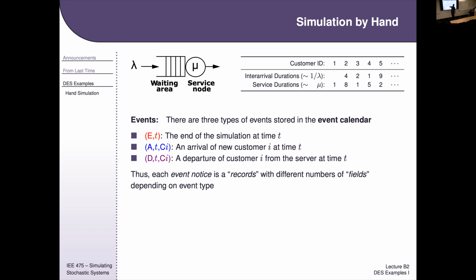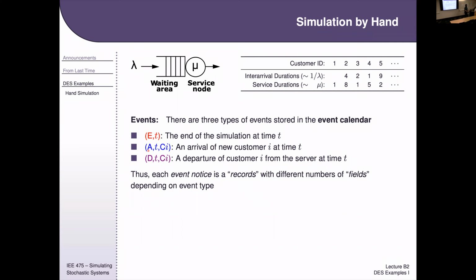So it's just denoted with an E as the first part. And the time is the time at which the end event occurs. Each one of these events is going to have a time associated with it. So you schedule the end event not at the end of the simulation, but at the beginning of the simulation, and you'll schedule it at this time in the future.